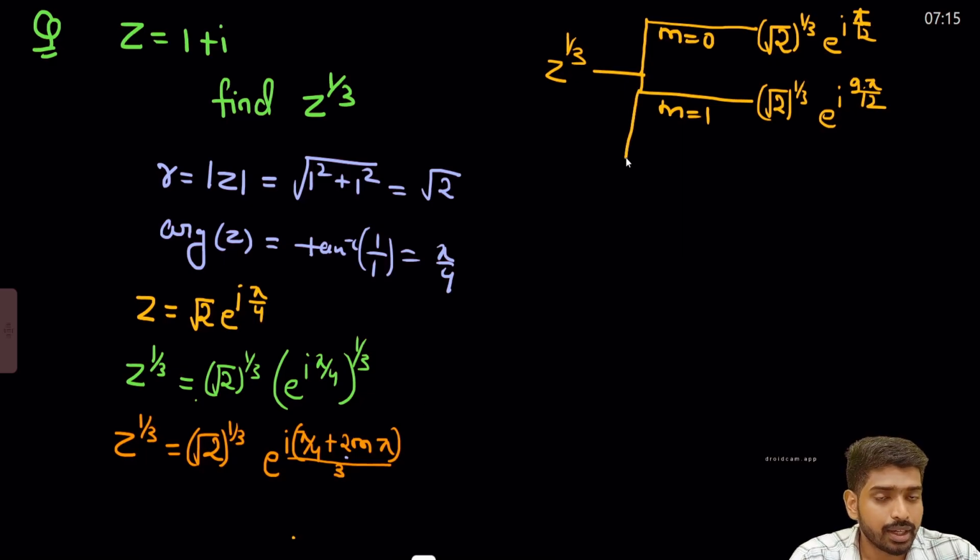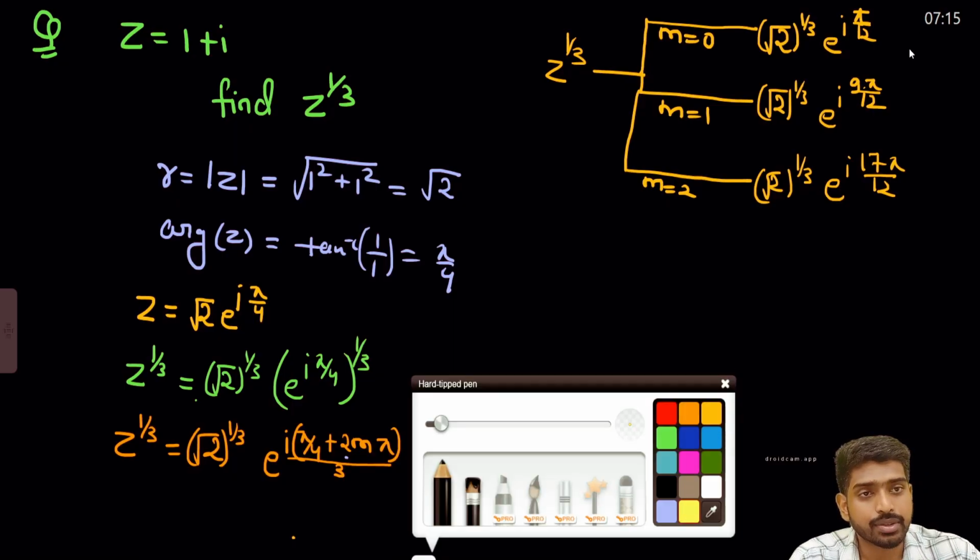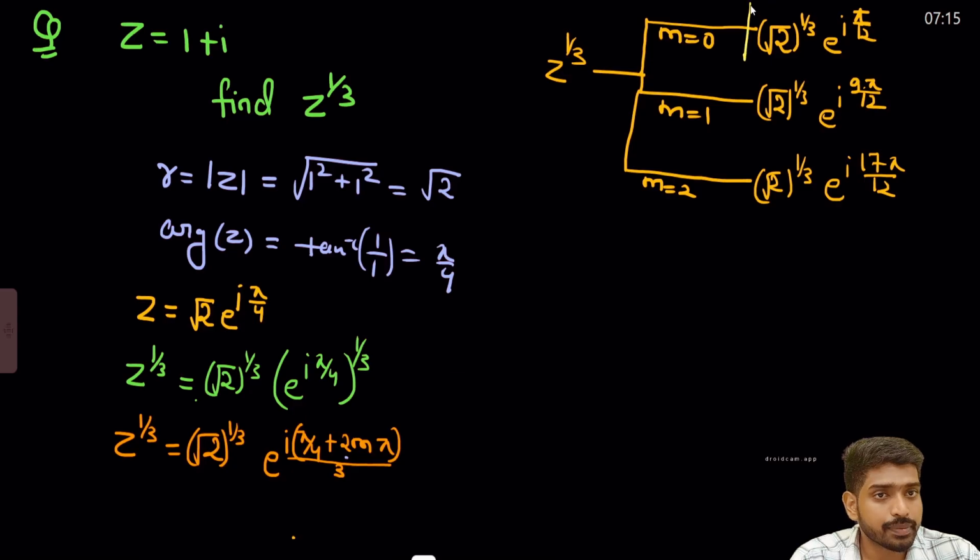Next we'll keep m value as 2. When we are keeping m value as 2, this will be 4 pi. So pi by 4 plus 4 pi. If we take this 4 as LCM, here we'll get 16 pi plus pi, 17 pi by 4, divided by 3 is 17 pi by 12. So here we'll get root 2 to the power 1 by 3 e to the power iota 17 pi by 12. So there are a total of 3 answers for this question. One is this, one is this, and another one is this.